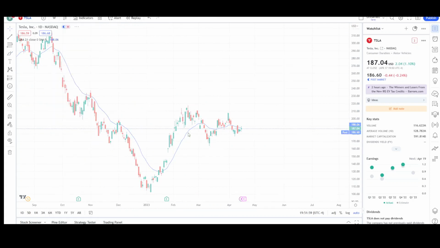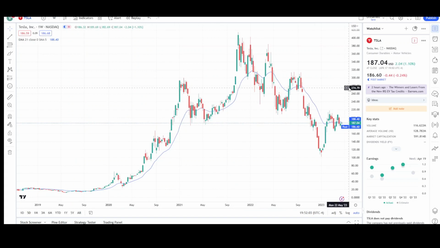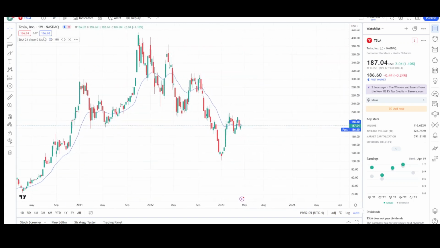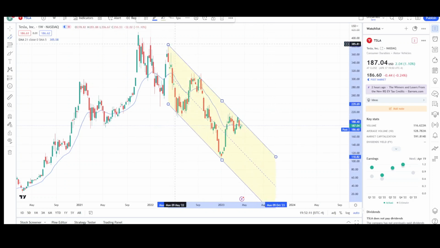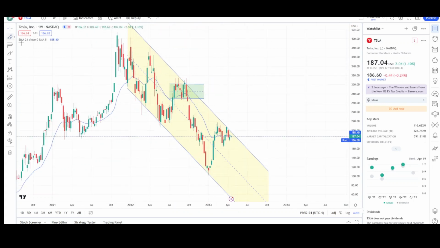Let's take a look at the weekly. Here we have the weekly chart for Tesla. I'm going to go ahead and draw the macro structure, which looks like a downtrend channel, and prices are hovering near the resistance side. In the past, this is where it started to get sideways, and I mark it with a green range. So we're doing the same thing right over here.